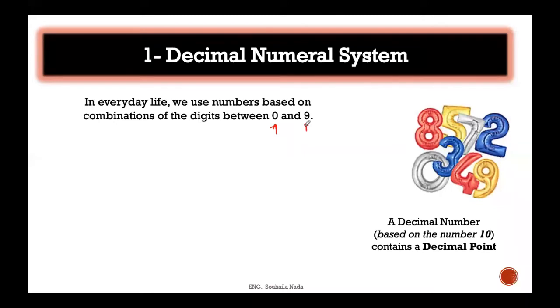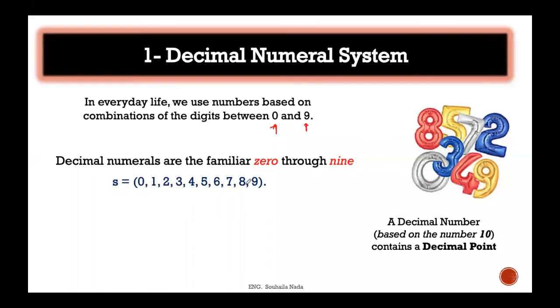How many numbers are there from 0 to 9? Okay, 10 numbers. Between 0 and 9, we have 10 numbers only. Like this: 0, 1, 2, 3, 4 until 9. If you count, we have 10 numbers. Let us say we have 10 symbols in this system. We have 10 symbols in the decimal number system.